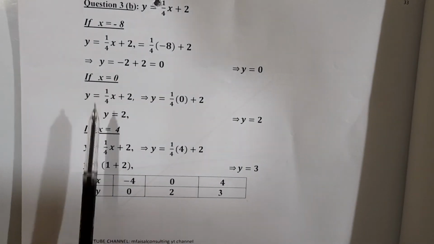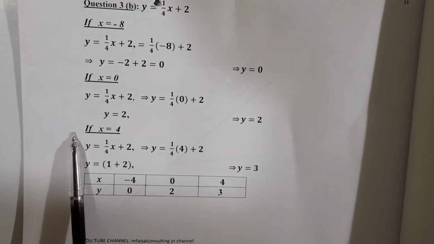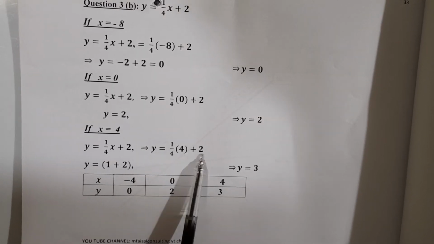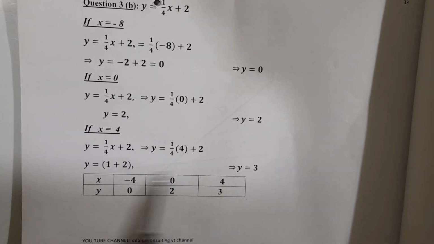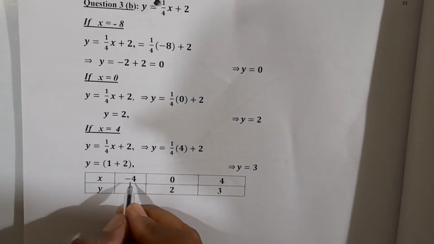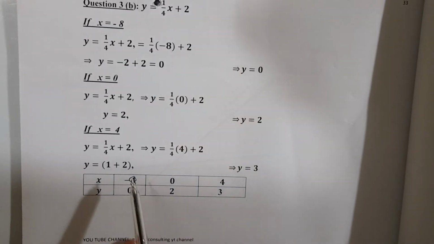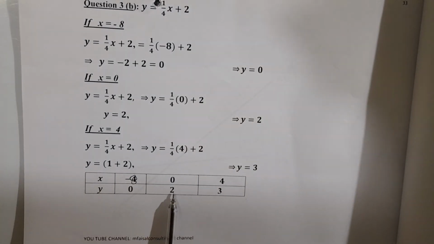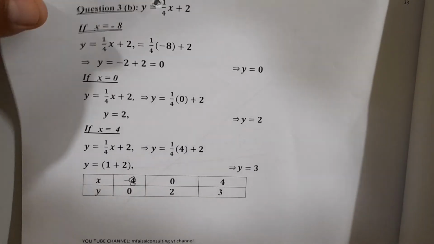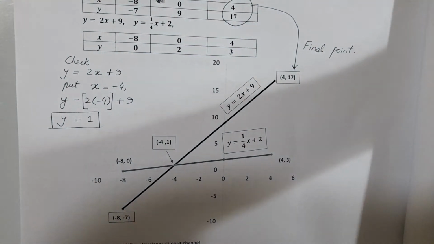If x is equal to 0, y is equal to 2. If x is equal to 4, we'll be putting the value of x as 4. 4 divided by 4 is 1. 1 plus 2 is 3. y is equal to 3. Completing the table. When x was minus 8, y was 0. When x was 0, y was 2. When x was 4, y was 3. Now we'll be drawing the graph.